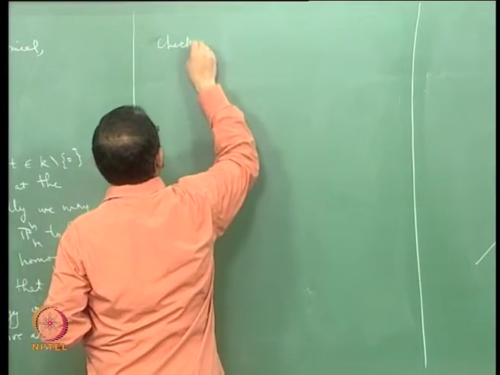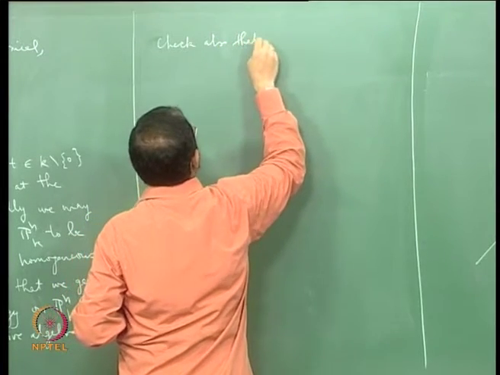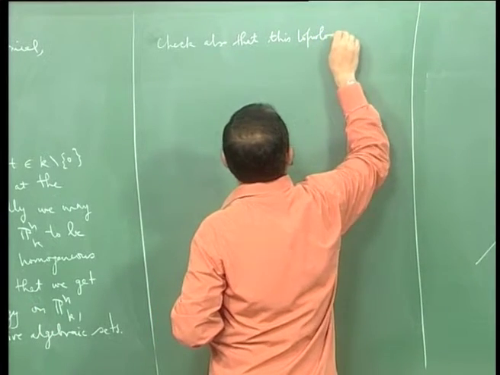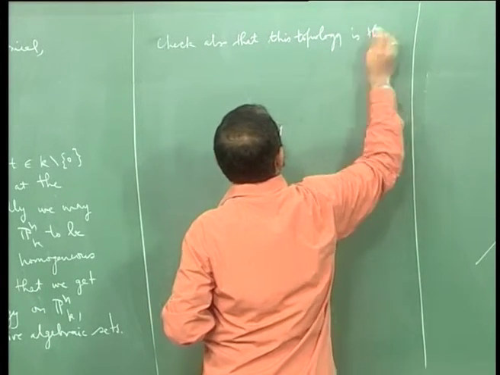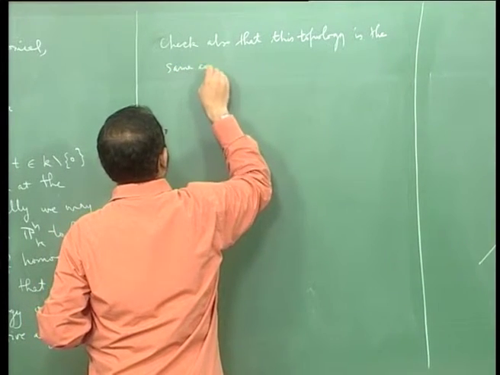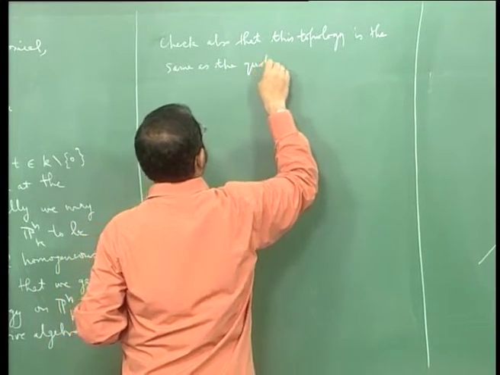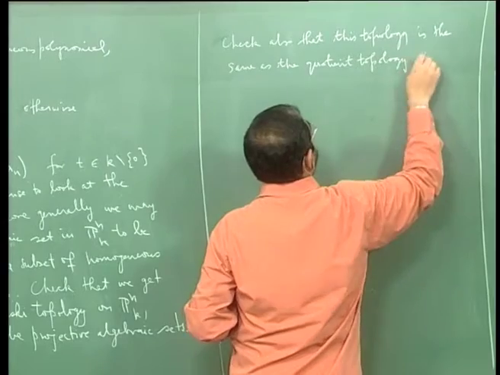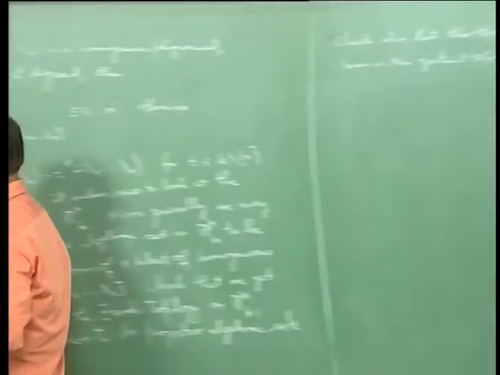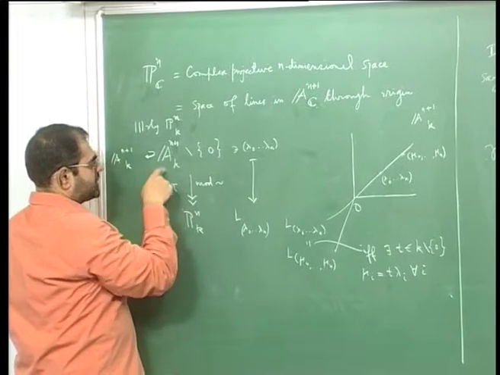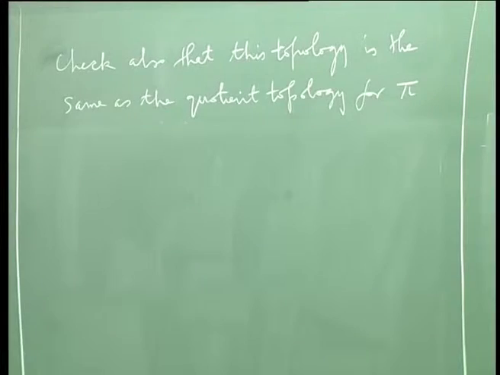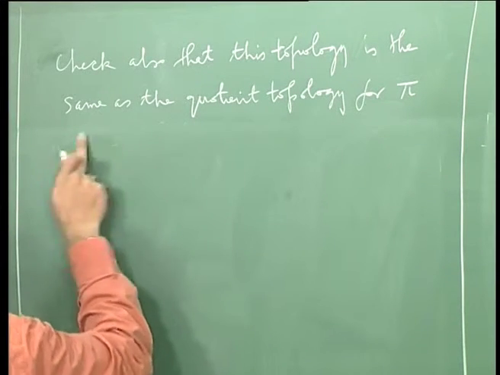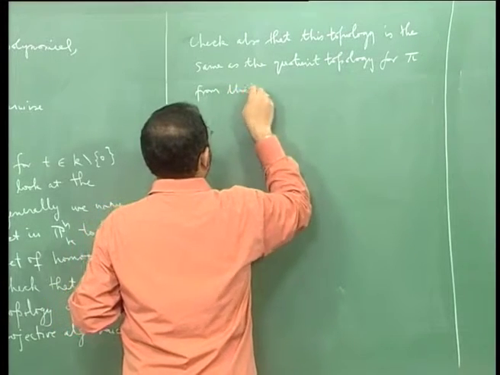Okay, check also that this topology is the same as the quotient topology for pi. I will call this map pi, the projection, using quotient topology for pi from the Zariski topology on A^(n+1).